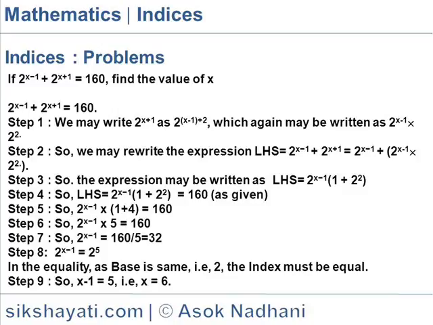Now 32 is again 2 to the power 5. So in the next step you can write 2 to the power x minus 1 is equal to 2 to the power 5. In this equality the base value is the same, that is 2, so the indices must be equal. So x minus 1 is equal to 5, or x is equal to 6.